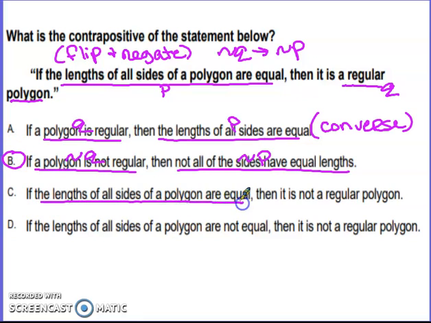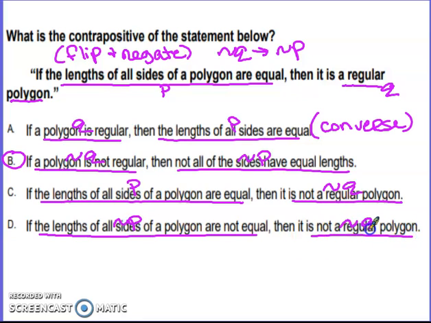If the length of all sides are equal, that's P. It is not a regular polygon, negative Q. That's no special type. And if the lengths are not equal, that's negative P. It is not a regular polygon, that's negative Q. So again, we did one part of the contrapositive. We negated it and created our inverse, but we need to make sure we do both.